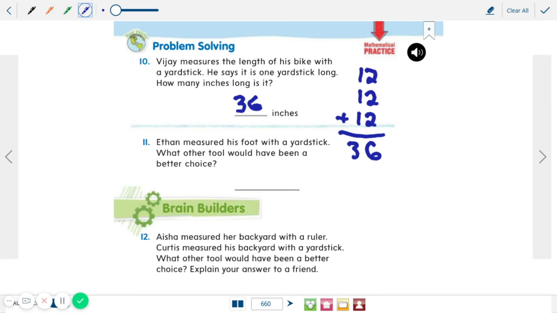Okay, number 11. Ethan measured his foot with a yardstick. What other tool would have been a better choice? So I know that a lot of our feet aren't bigger than 12 inches long. So I think something that we could use instead of a yardstick, which is the next smaller thing we can use to measure, would be a ruler.